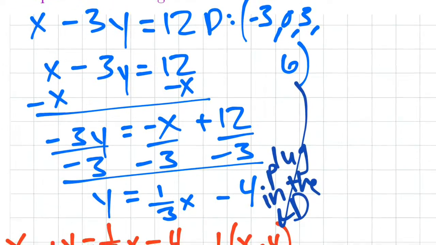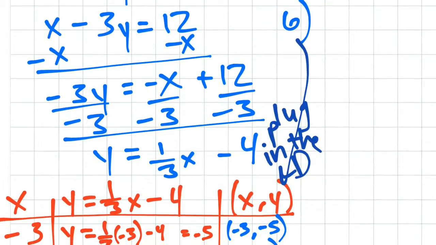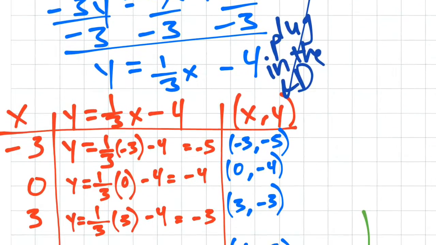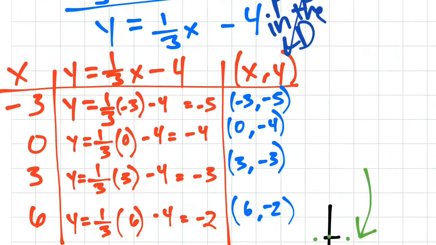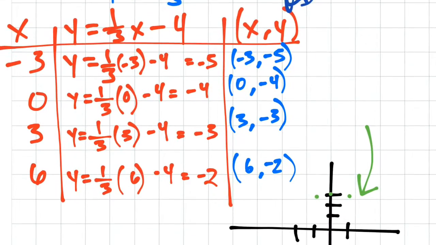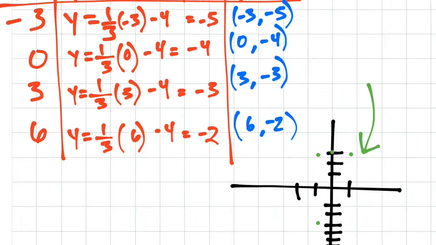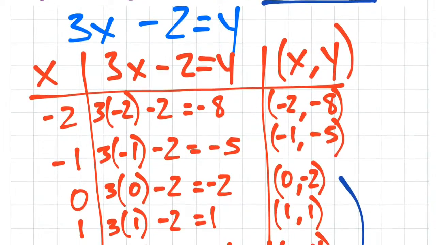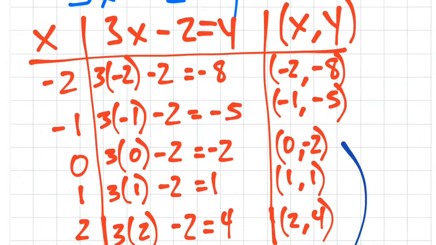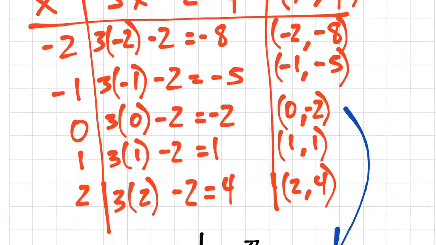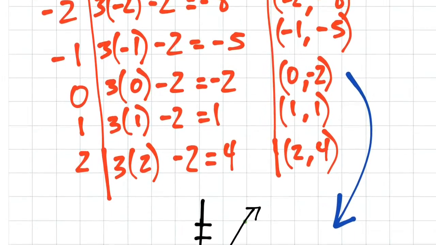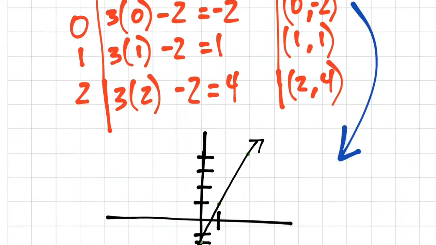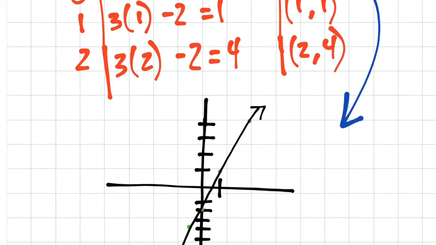For section 3.4, you're going to graph the functions given a limited domain. So you're going to solve for y, then plug in the domain and solve, get the x and y intercepts, and then graph. Also in 3.4, it says graph functions given a domain of all real numbers. Again, you're just going to find the x and y intercepts and graph them. Unlike the other graph, this graph will be a line, not points.